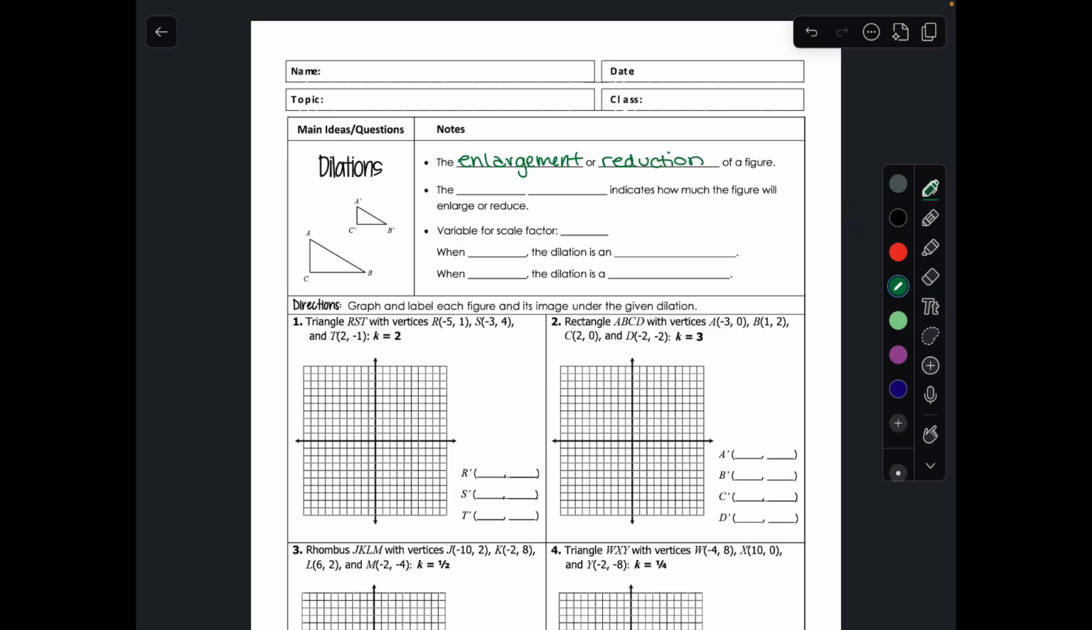So it makes it bigger or smaller. The scale factor indicates how much the figure will enlarge or reduce. The variable for the scale factor is the letter k. When k is greater than 1, the dilation is an enlargement. It makes the shape bigger. When k is less than 1, the dilation is a reduction. Makes the shape smaller. Let's look at an example.